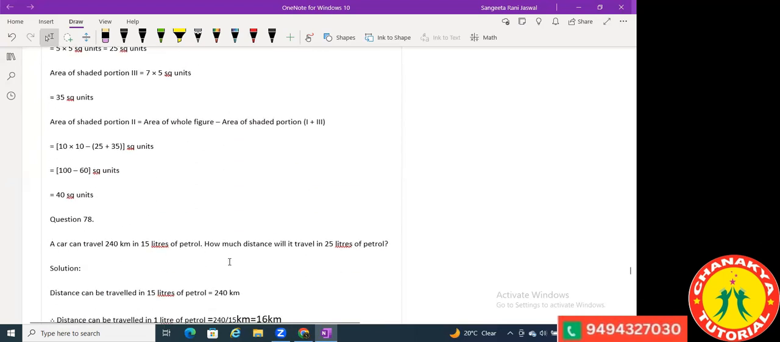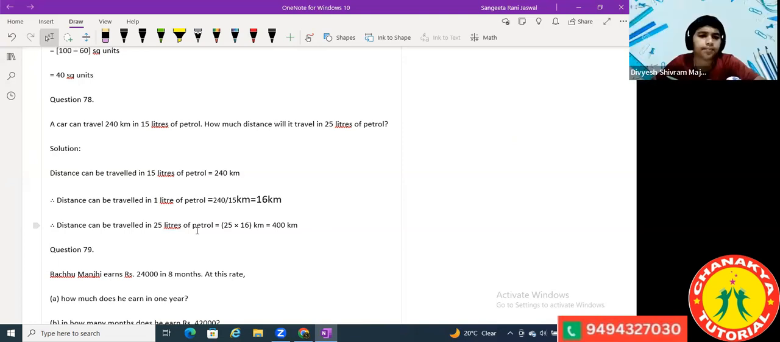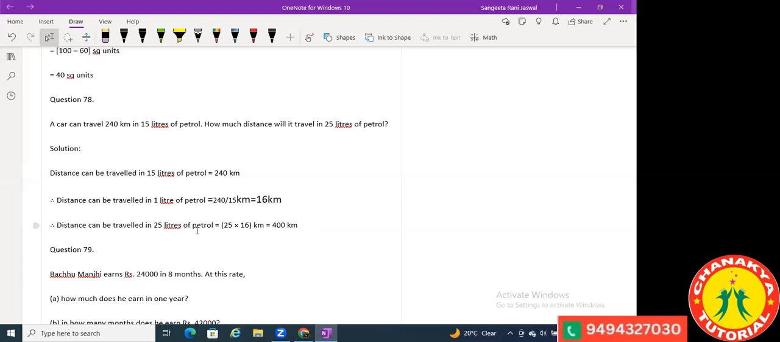Okay, let's see this one. What question is this? Divesh, you read this question. A car can travel 240 kilometers in 15 liters of petrol. How much distance will it travel in 25 liters of petrol? Yes, please find out this.